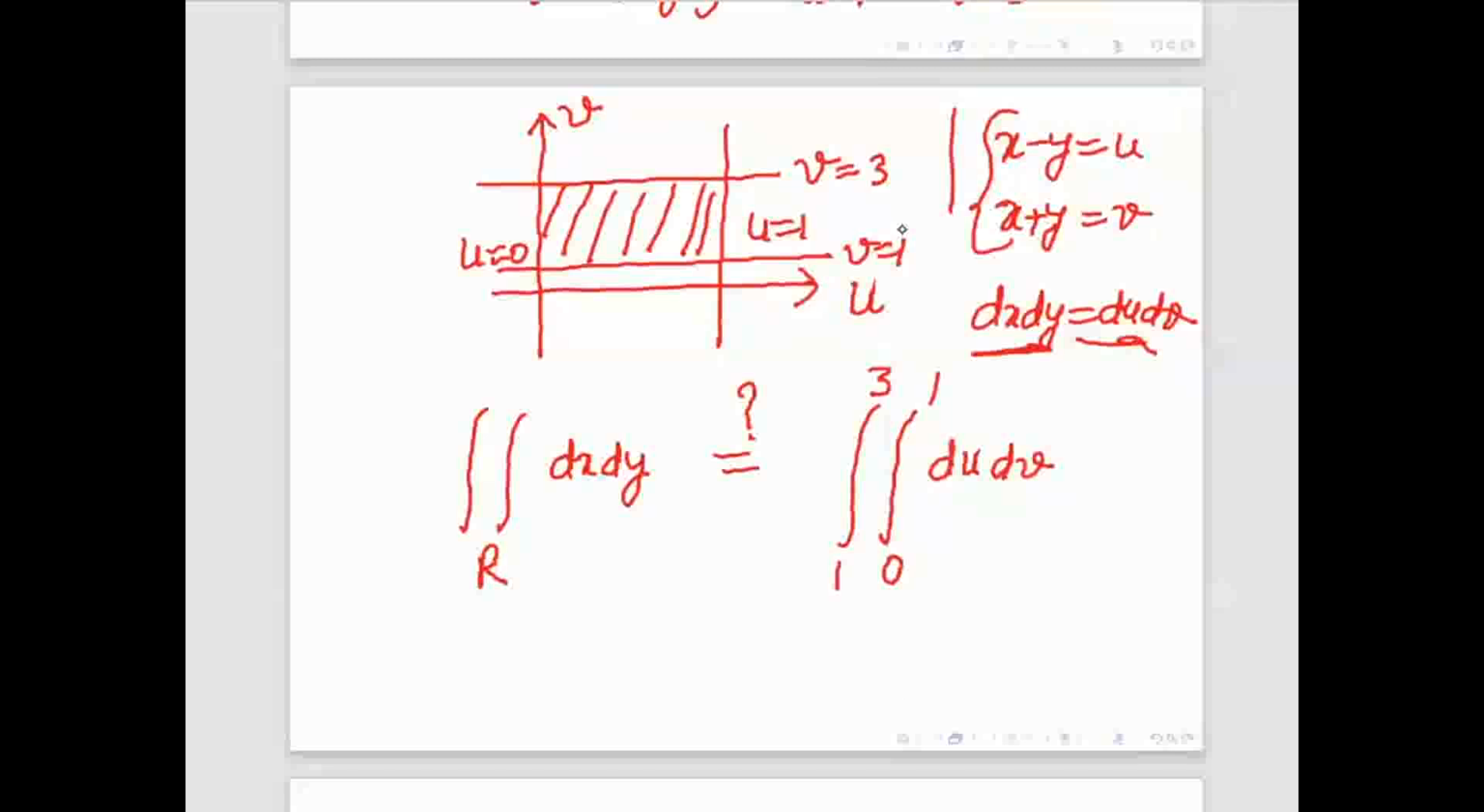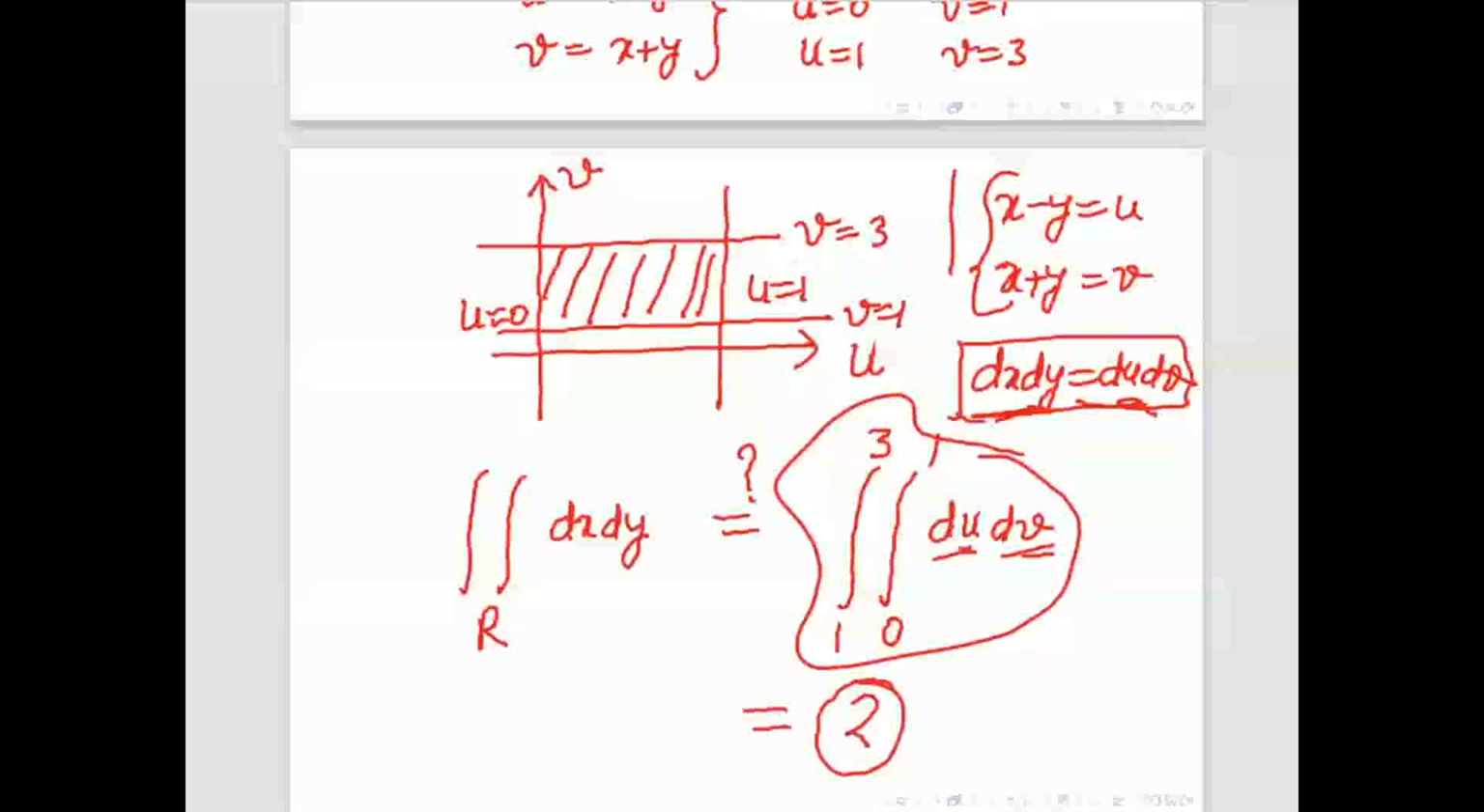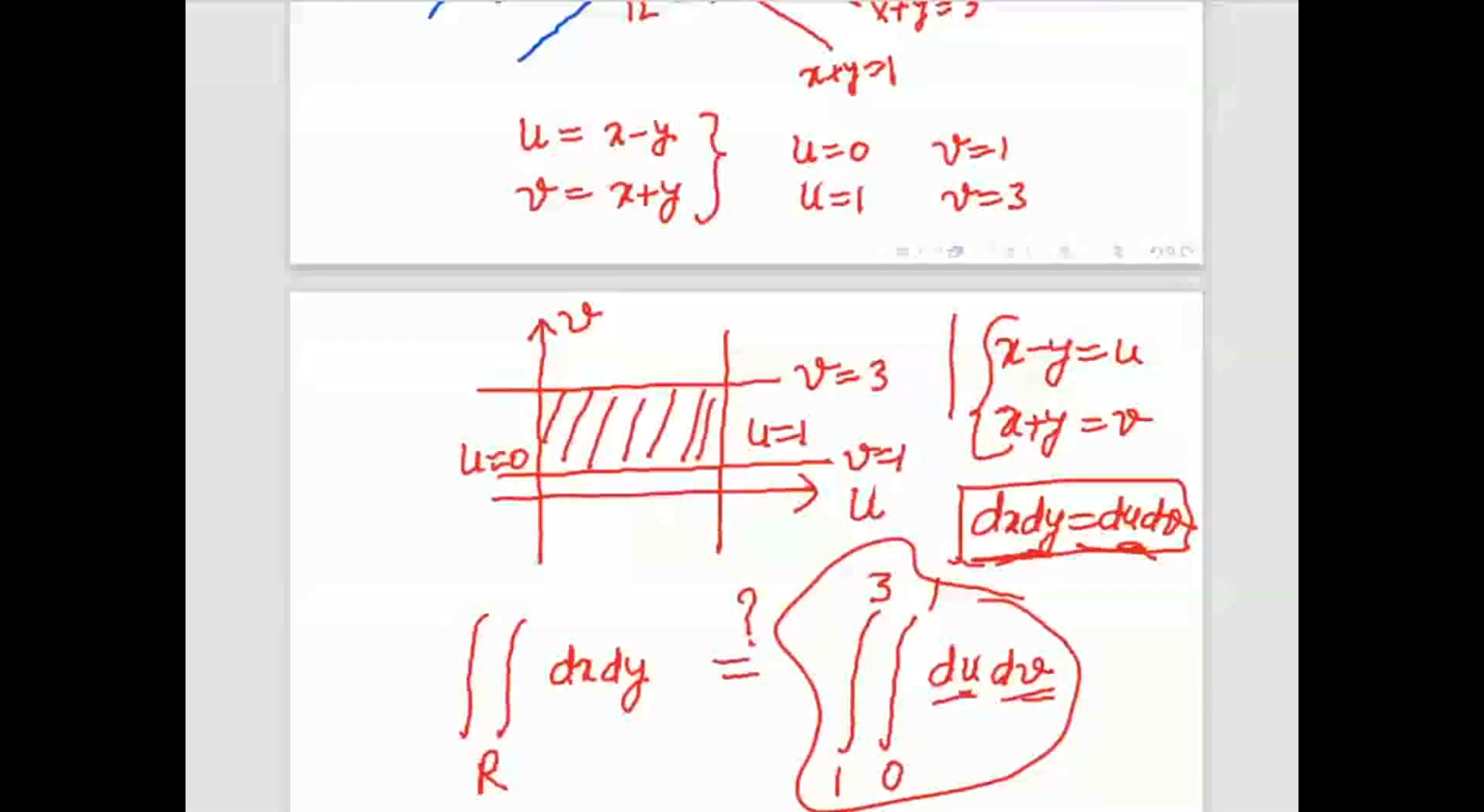So let us find this integration first. What is the integration of this? The du integration will come 1, and then you have to integrate with respect to v. What answer will you get? 2. So the question is, is 2 the area of this? That will happen only if dx dy equals du dv. So can we write dx dy as du dv, or no? That is the question. No, sir. So if we cannot write that, then what can we write?